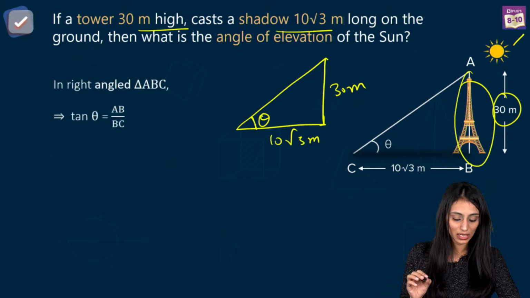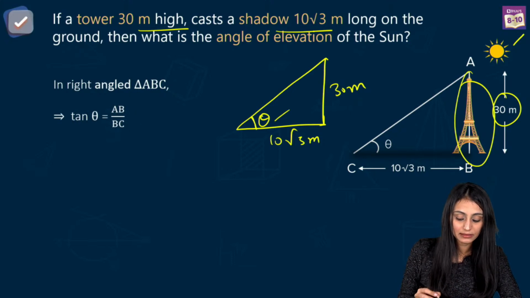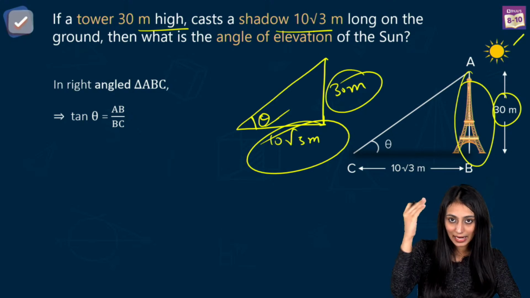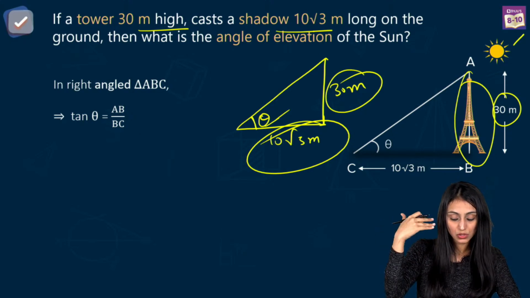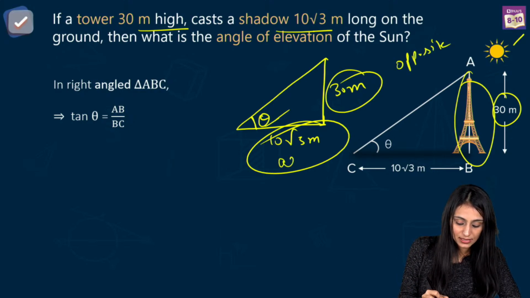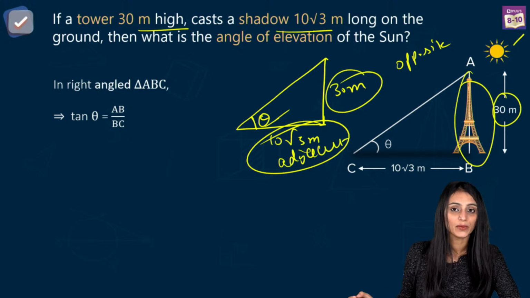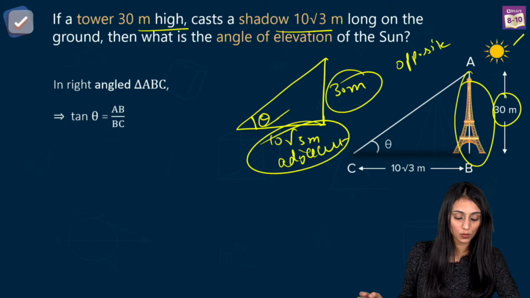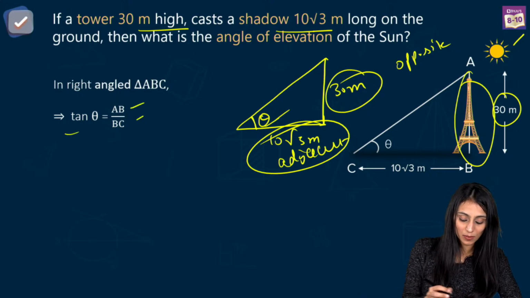In this right angle triangle ABC, what I need is theta. These two values are given. We know that the side opposite to the considered angle, this theta, is the opposite side and this is the adjacent side, right? So the opposite side to the adjacent side is going to be tan theta. That's AB by BC.